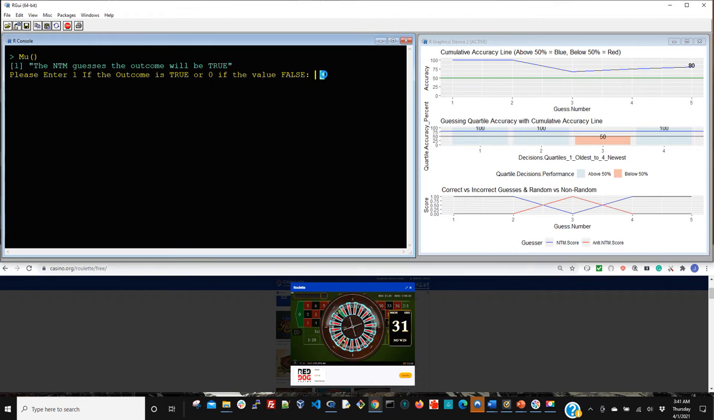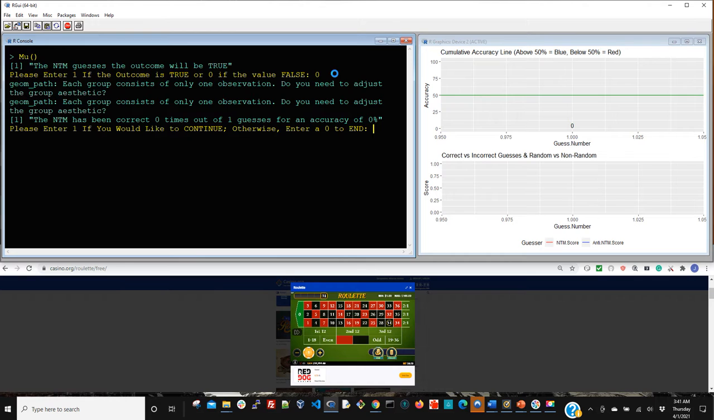31. Black. Odd. So it comes up black, which is false. So we'll put in the 0, which tells the computer it got its first guess wrong. You'll see that here, along with the graph: the NTM has been correct 0 times out of 1 guesses, for an accuracy of 0%.